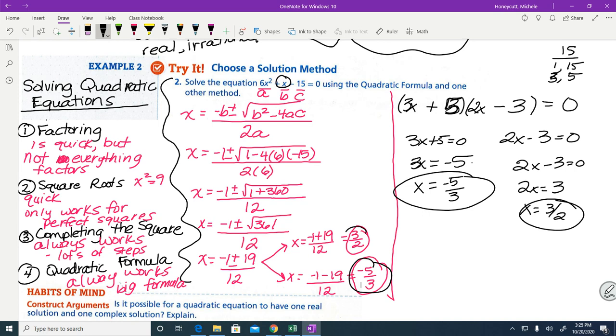Now, look at all the steps we had to use for quadratic formula. Look at all the steps we had to use for factoring. In this case, because it did factor, factoring looks like it could have been faster, but quadratic formula also works in this instance.